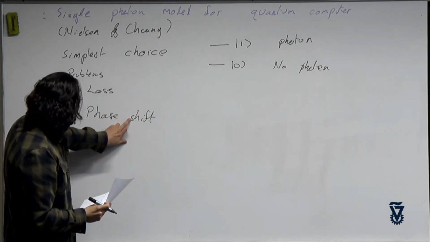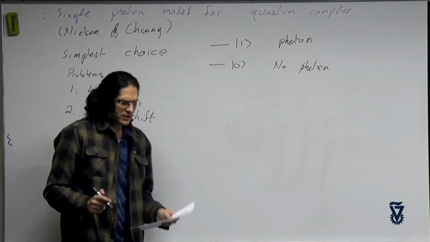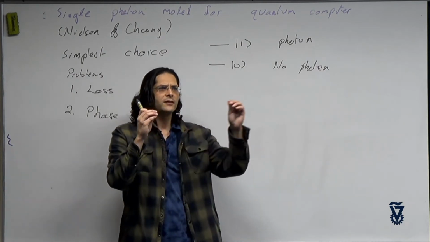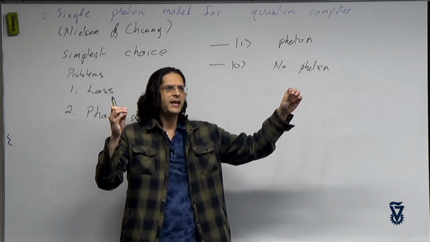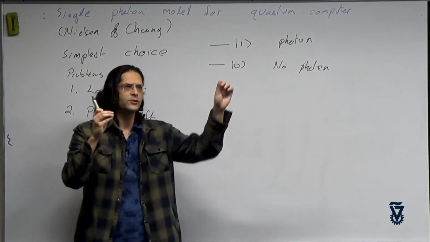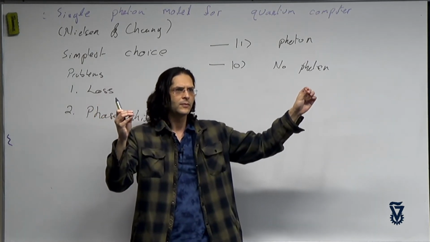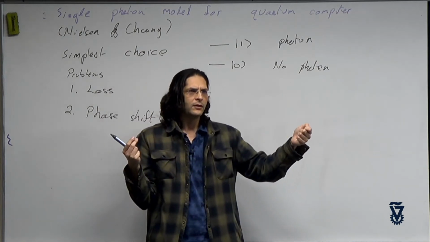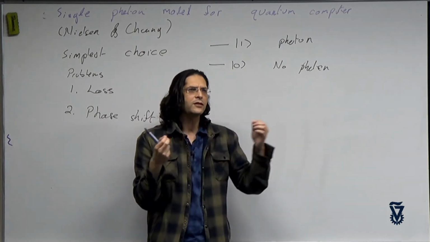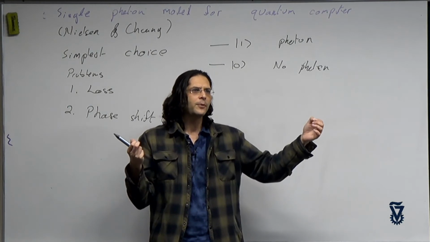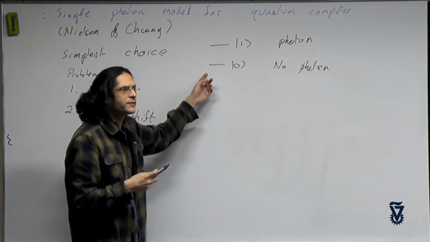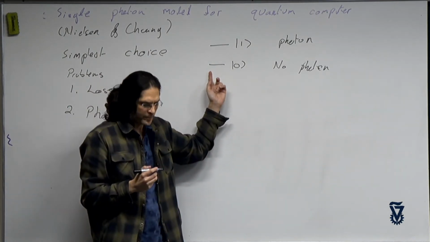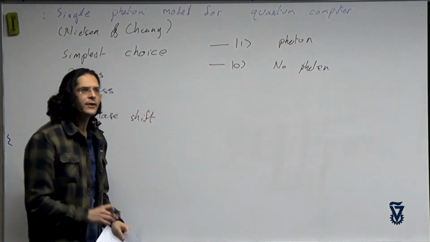The problem of phase shift is even more annoying because if you think of this photon traveling in this fiber, it's picking up a phase as it is traveling through space. It means that you have to keep track of the length of the fiber to an incredible accuracy to track the phase of this qubit, which poses a really big problem.